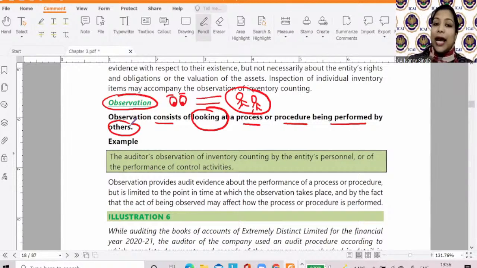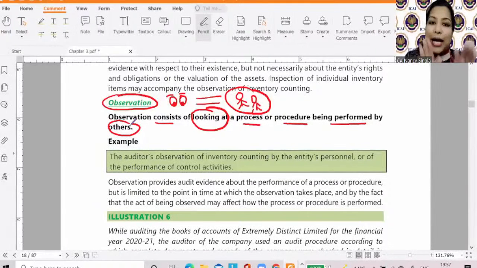You are looking at the process being performed by others, and I hope now it is clear what is the difference between inspection. Inspection to kya? I'm roaming around, I'm looking at the building, I'm looking at a document. No one is performing any process. Observation mein I'm looking at the process.